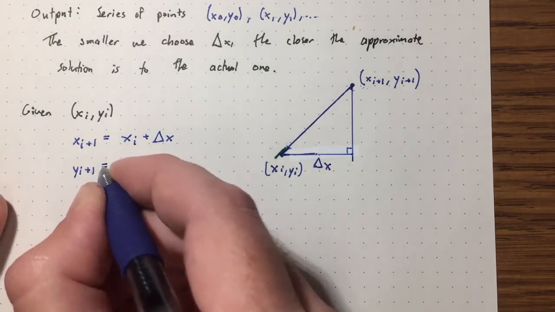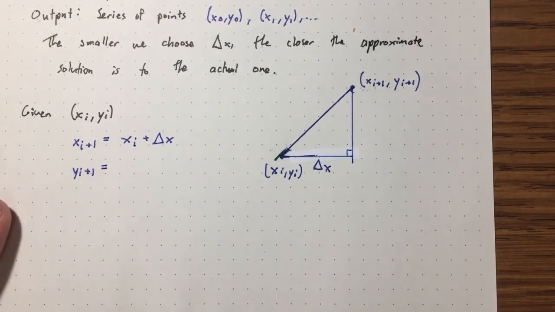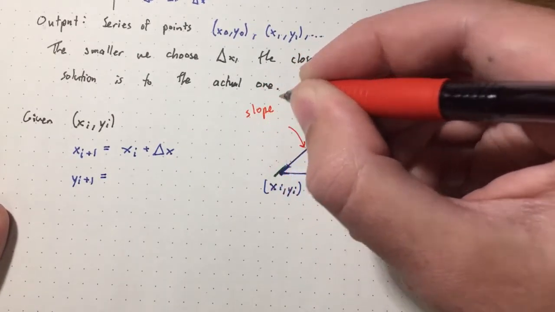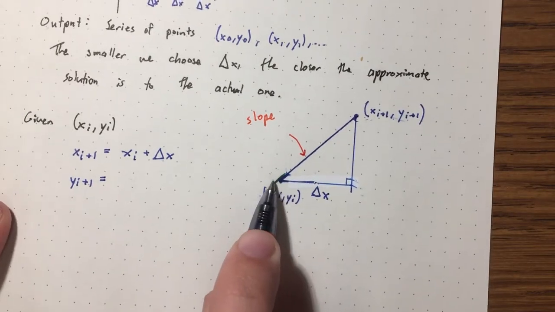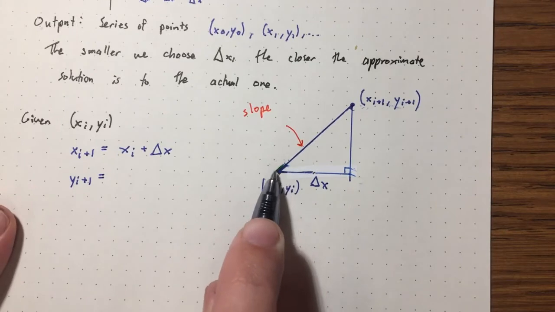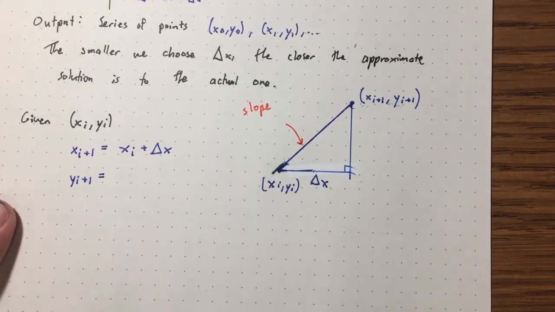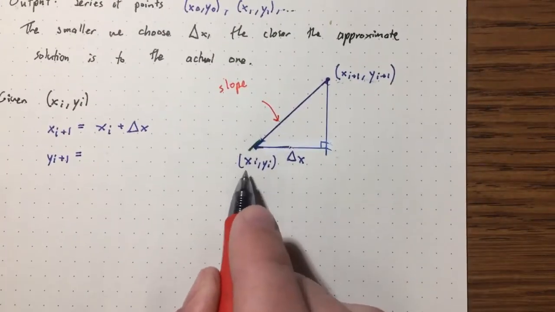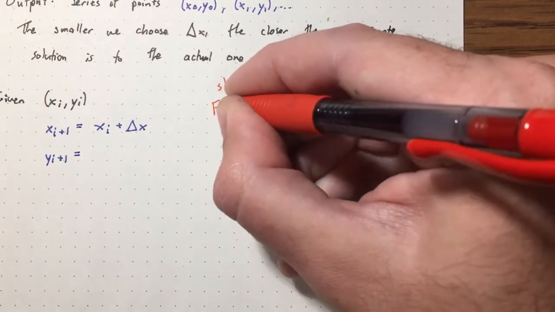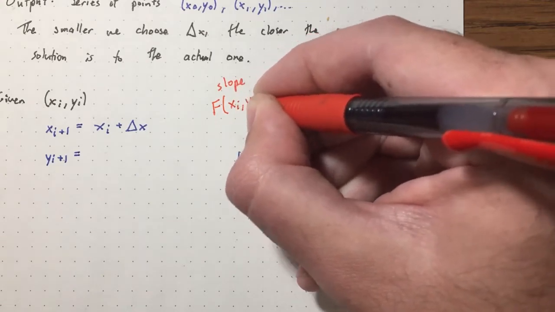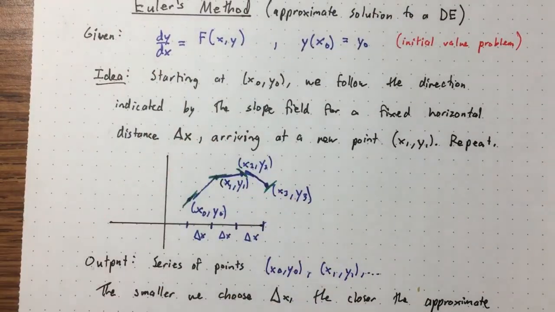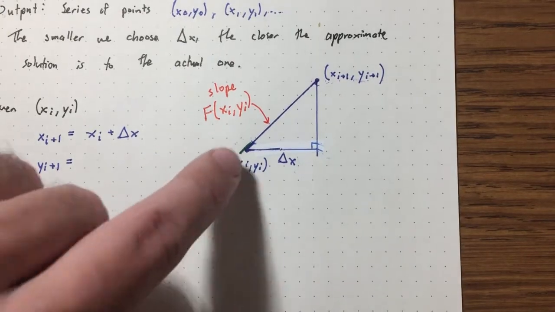Okay, but we want the y-coordinate also. So what is the y-coordinate going to be? Well, it's going to depend on this slope here, right? So what is that slope there? The slope of this line is going to be the slope of this little line segment here. And remember, how do we calculate this in a direction field? Well, what we do is we take the right side of our differential equation and we evaluate it at the point, right? So this slope here is going to be f, the capital F of xi comma yi. We take the point that we're on and evaluate this function here, whatever it is, right? And that's going to be the slope that this green segment is telling us to go in.